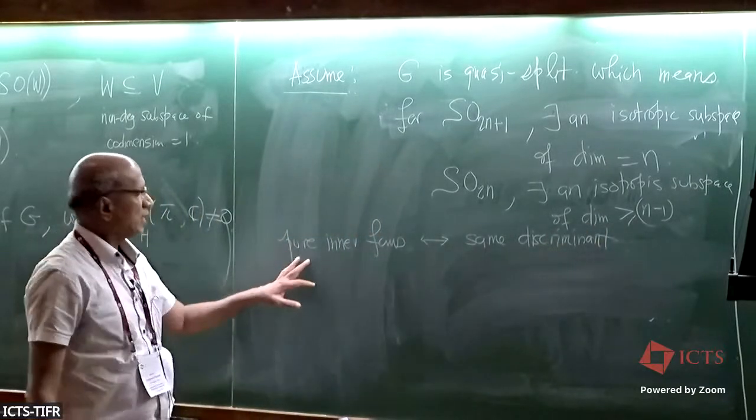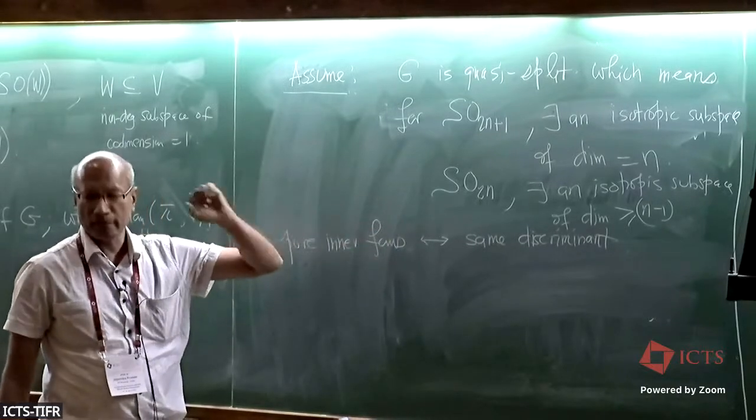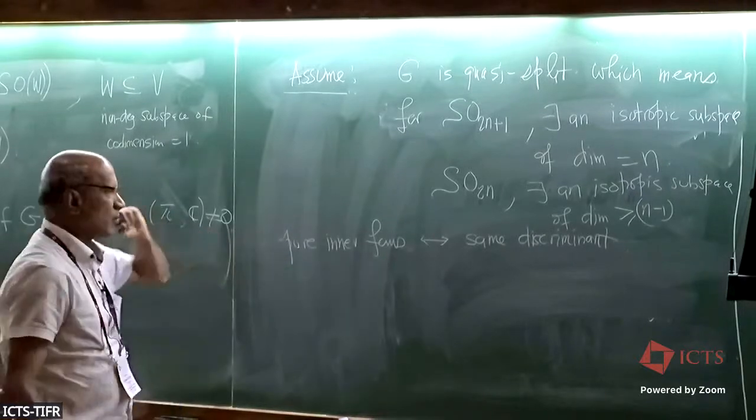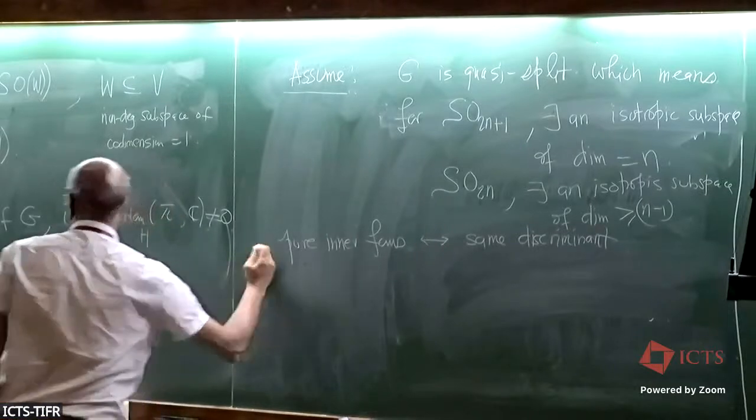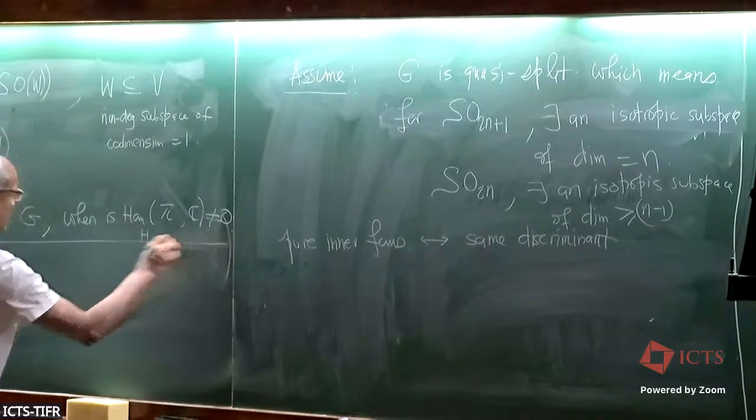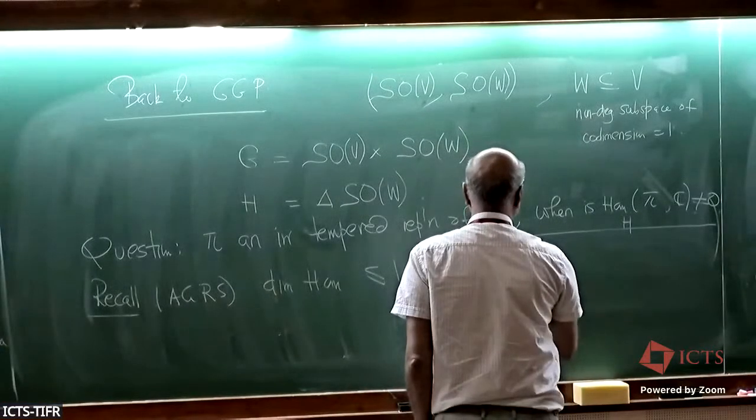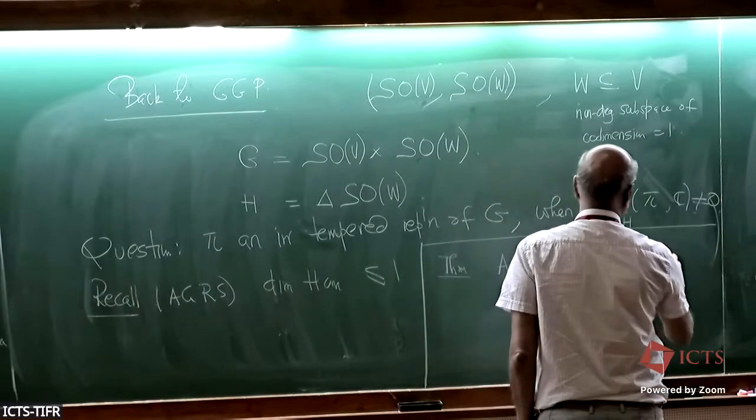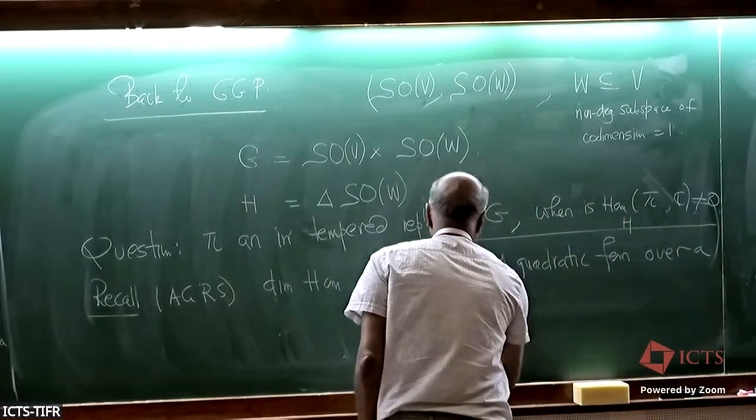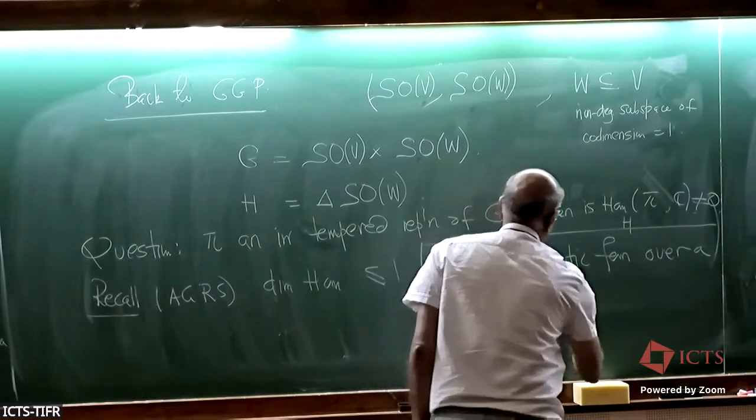So SO(V) and SO(V') are said to be pure inner forms of each other if V and V' have the same discriminant. Okay, so maybe I should have begun this part of the lecture by quoting a theorem from quadratic forms. So maybe I quote this theorem. A quadratic form over a local field has two invariants.